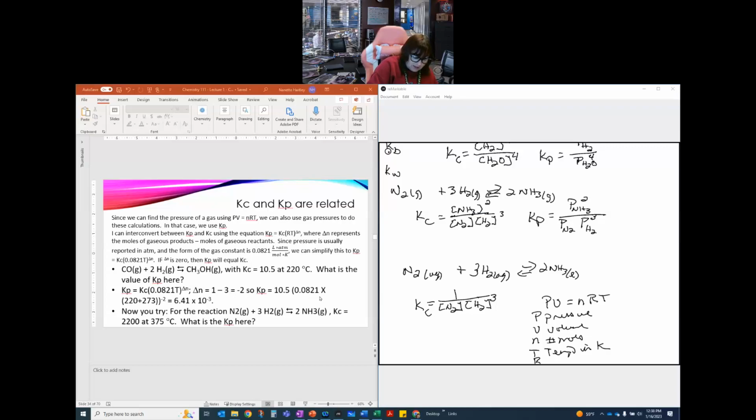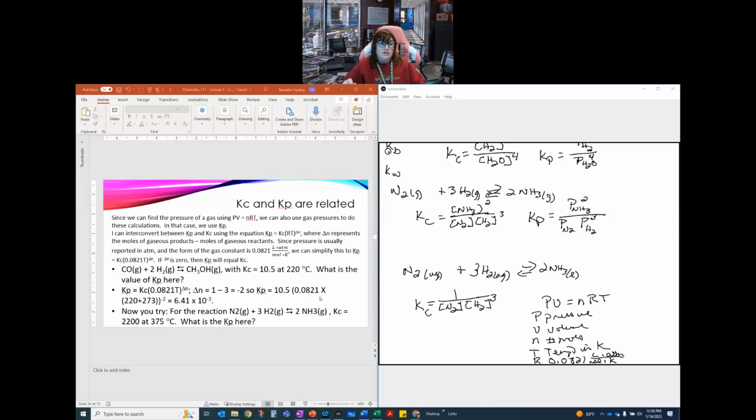In this case, we always use R as 0.0821 liters times atmospheres over mole times Kelvin. Now, are there other values for R? Yes, absolutely there are. And you'll see multiple values in test handouts that you guys will have for the tests. But that is the version we need to use here because it has all the right units to cancel with what we're working with in the ideal gas equation.